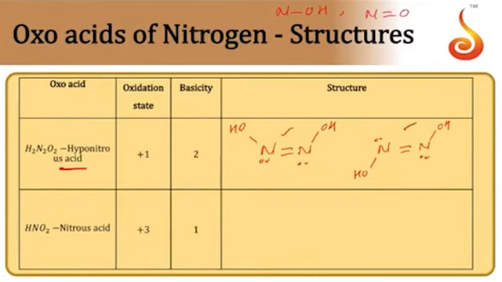Now nitrous acid. We have one double bond N=O and definitely one OH group. So nitrogen has one double bond to O and one OH group, and we still have one more lone pair present on it. The structure of nitrous acid is HNO2, that is HONO.